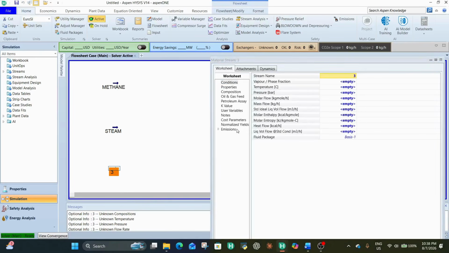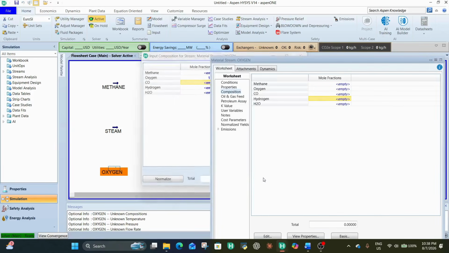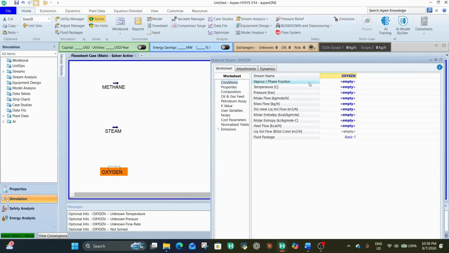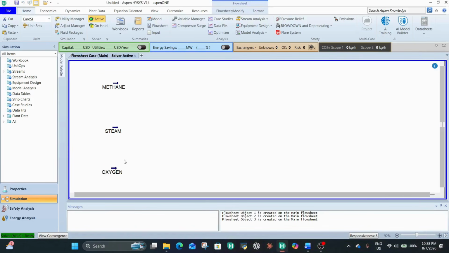Then we're going to call this our oxygen. We'll give this one also mole fraction 1, and the temperature is 25 Celsius. Initially also 30 bar, a flow rate of 50. Good. We have our 3 feed streams created.